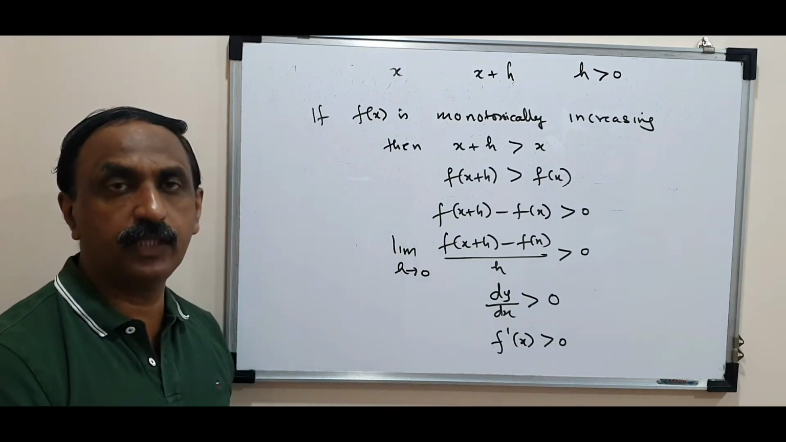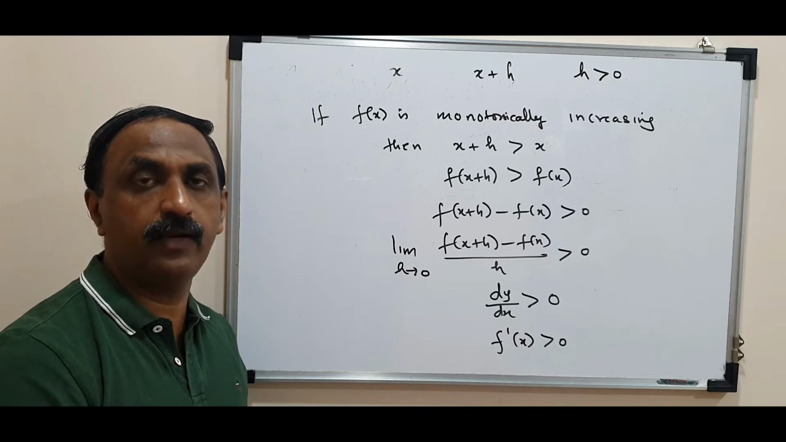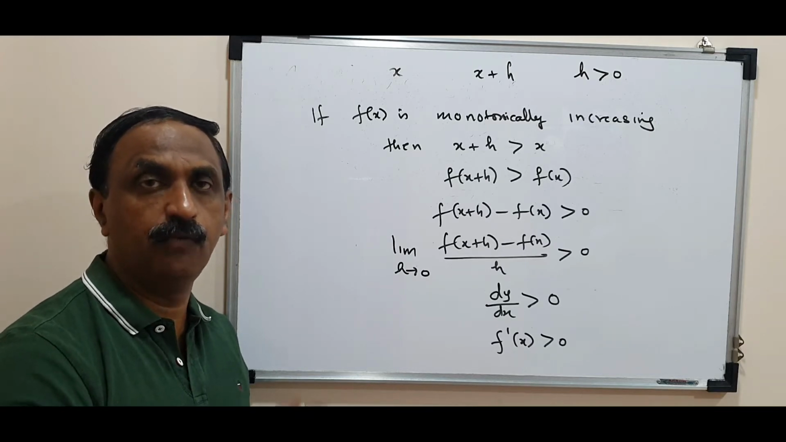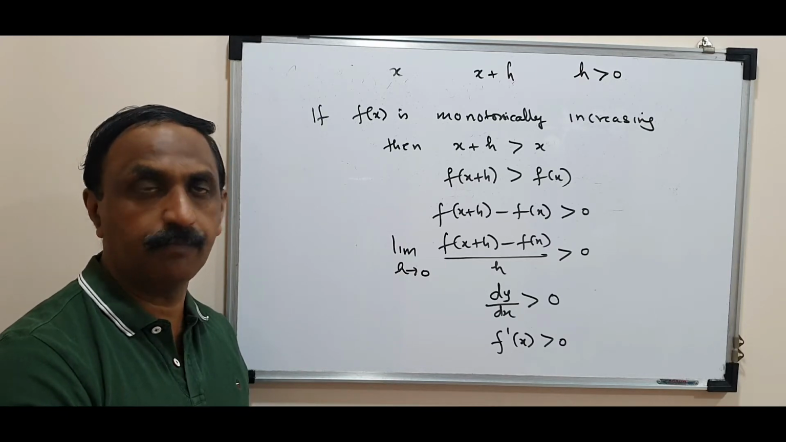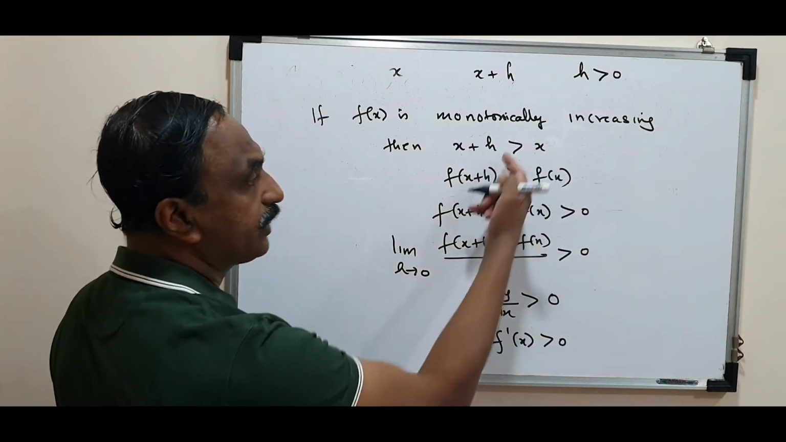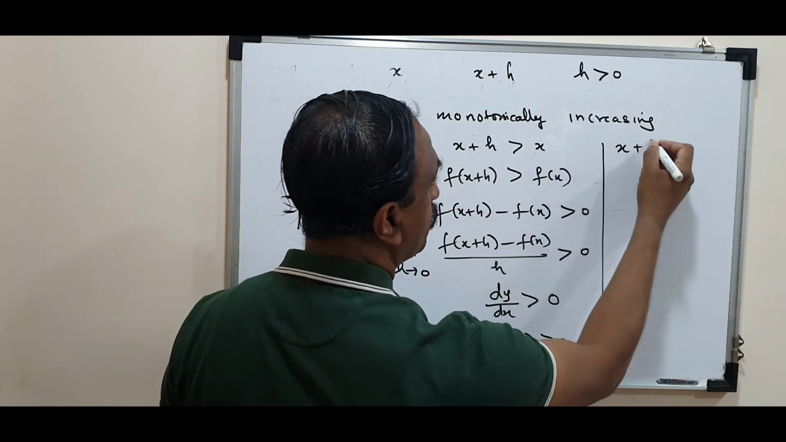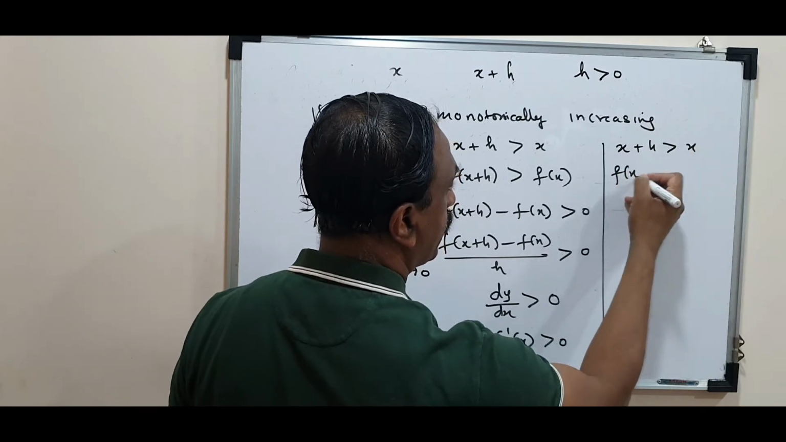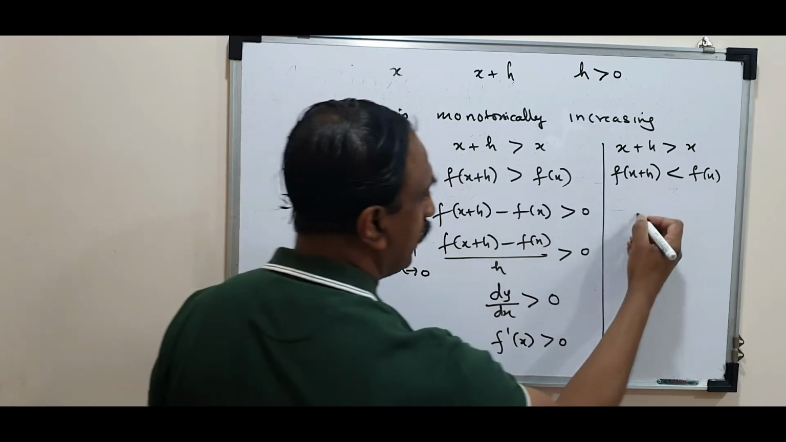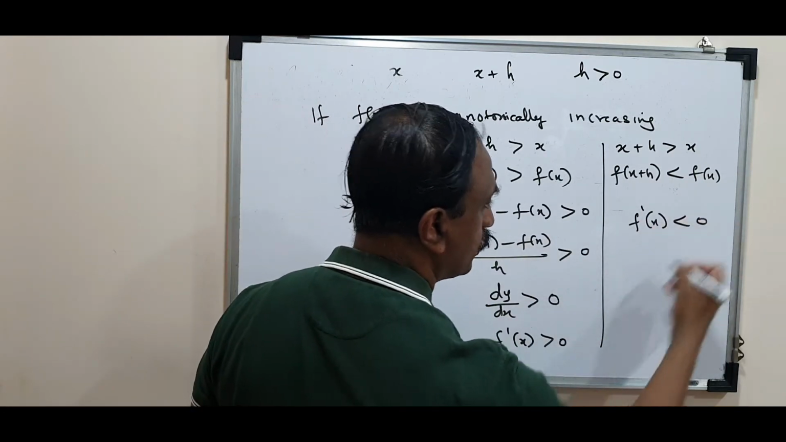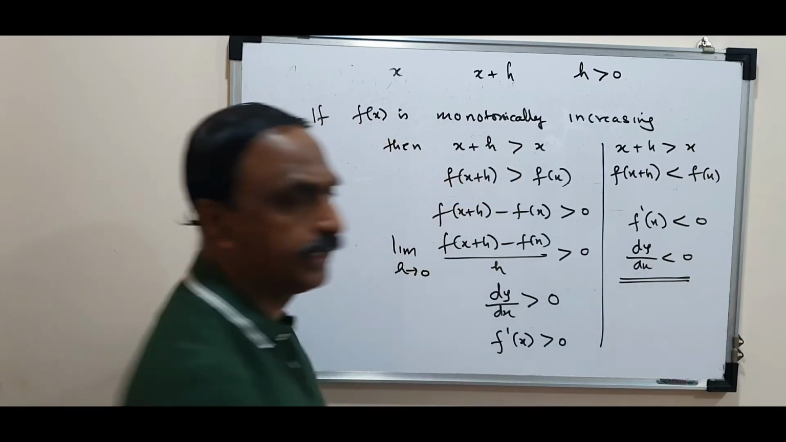So if I want to check whether the function is monotonically increasing, just find the derivative, check where the derivative becomes positive. Wherever the derivative becomes positive, those places the function is monotonically increasing. Same way, decreasing, it will reverse in sign. So in case of decreasing, x plus h is greater than x, but f of x plus h will be less than f of x. Hence, this part would become negative. Hence, f dash of x will become less than 0. So dy by dx will be less than 0 when a function is monotonically decreasing.